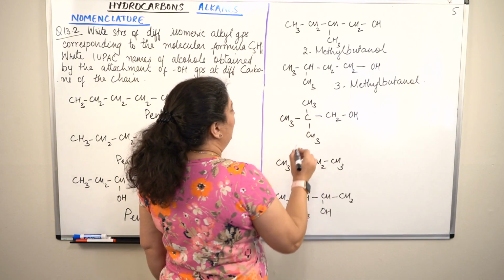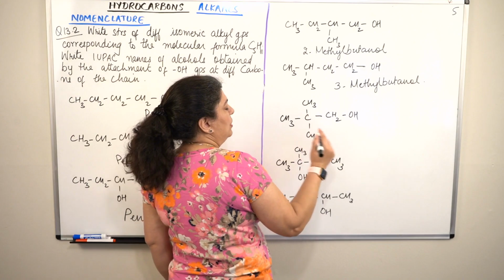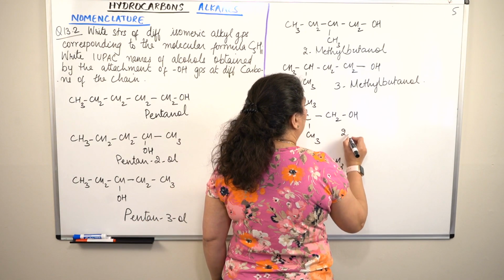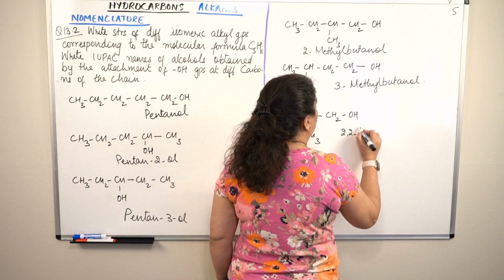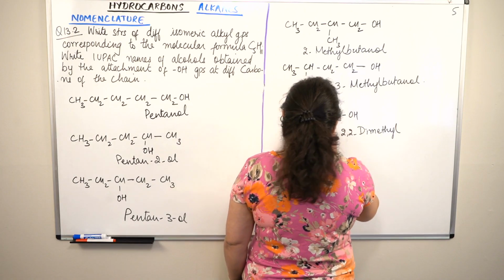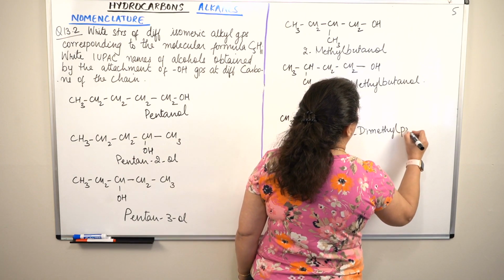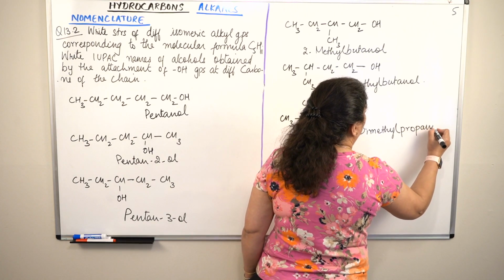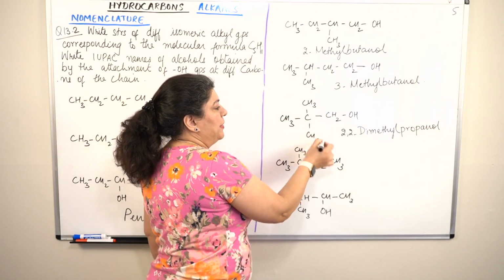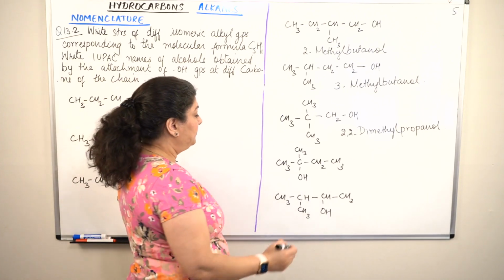Right? This one would be 2,2-dimethyl propanol, because here the parent hydrocarbon becomes this and these two become branches, right?